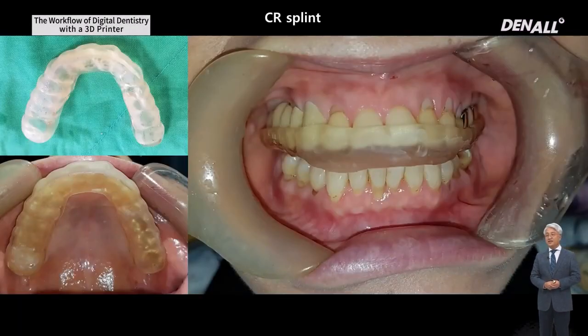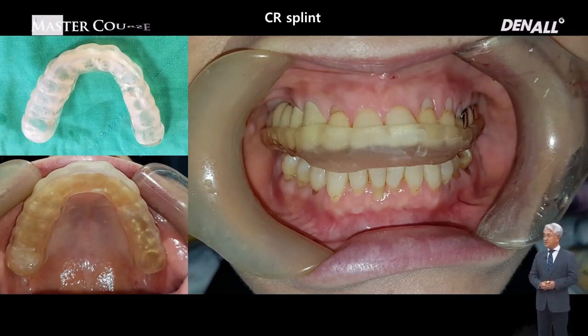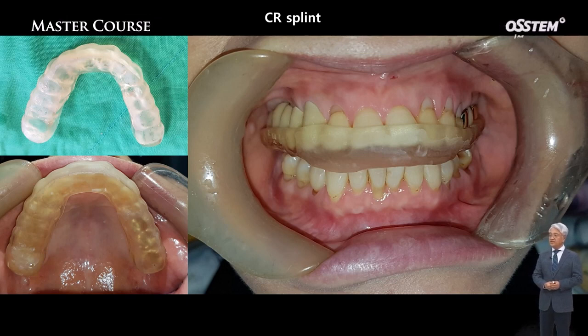This is a different printing process. CR splint, CRS, for TMJ patients. So we used to do pouring, but now you can use 3D printing to fabricate appliances for the patient.